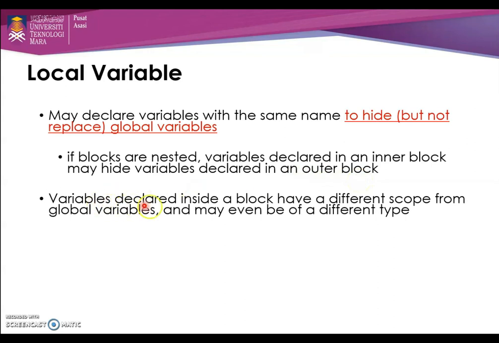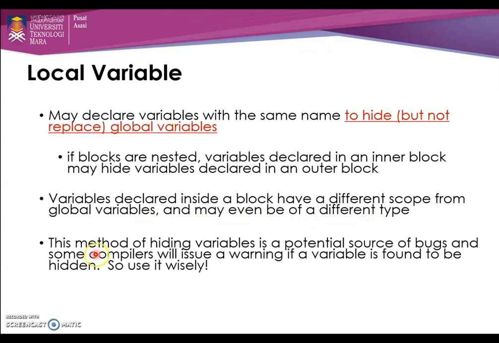Any variable which is declared inside a block has a different scope from a global variable and may even be a different type. This method of hiding variables is a potential source of bugs, and some compilers will issue a warning if a variable is found to be hidden. So you have to use local variables and global variables wisely.